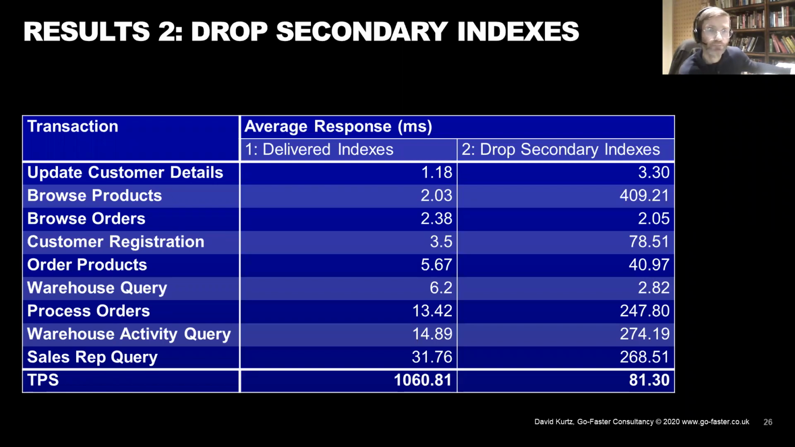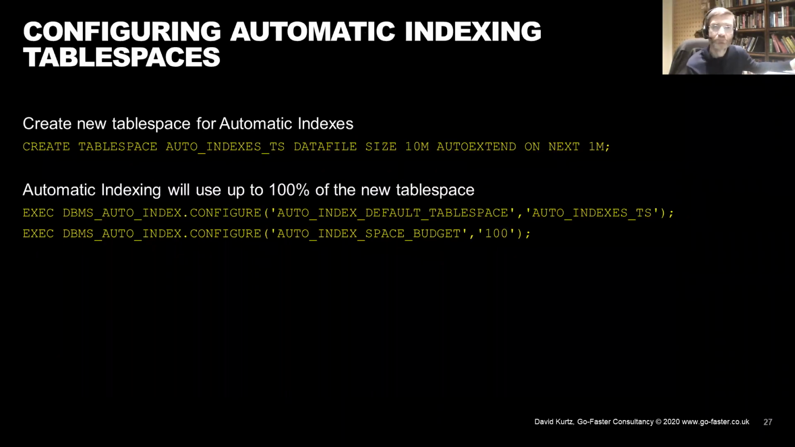Well, let's see. So I'm going to create a table space for automatic indexing, the auto index TS table space, and I'm going to tell automatic indexing to use that table space. I'm going to tell it that it can use 100% of the space in that table space. Again, this is something you wouldn't do on autonomous because you can't create table spaces.